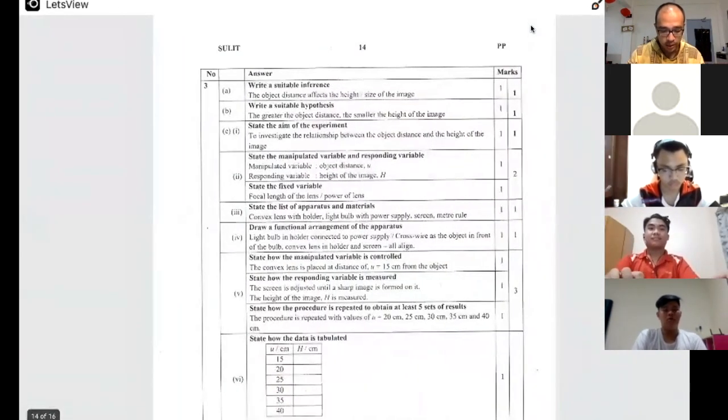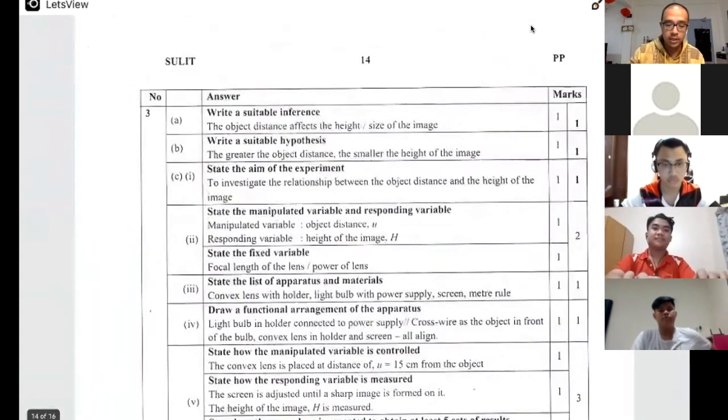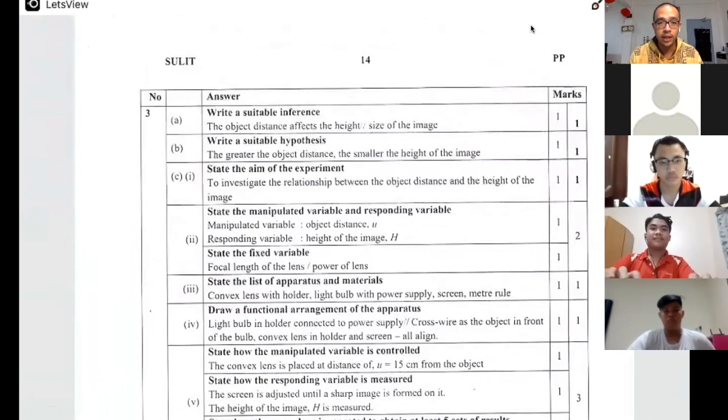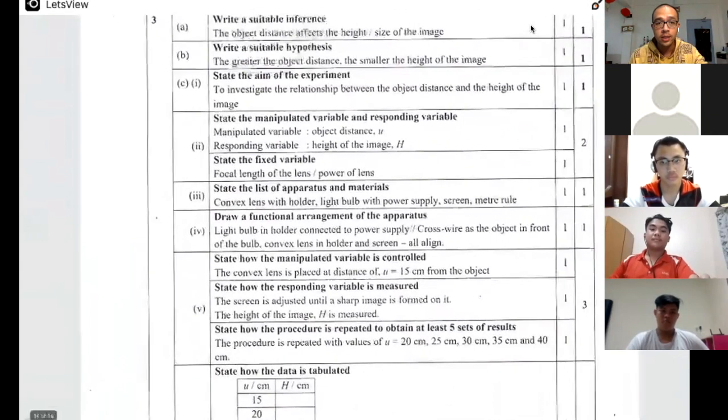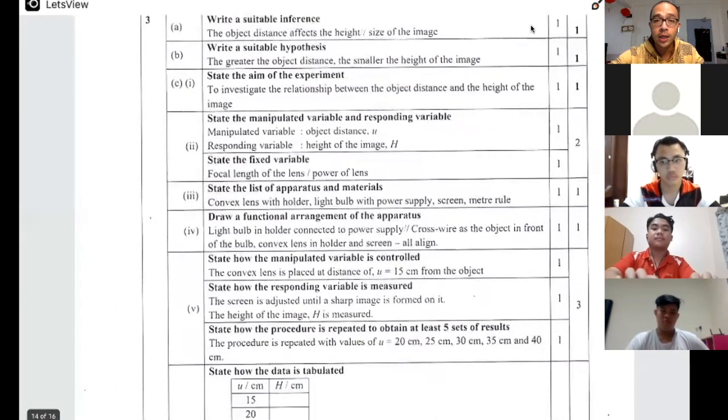Okay, so this is the setup. Object distance affects the height or the size of the image, and everything else is the same. Don't forget, for a lens, the constant variable is always the focal length. Focal length of the lens, or power of the lens.